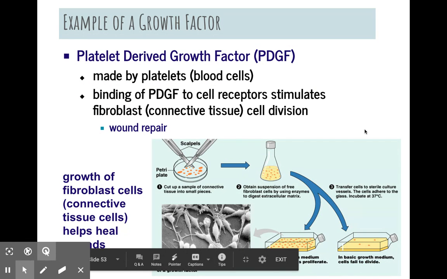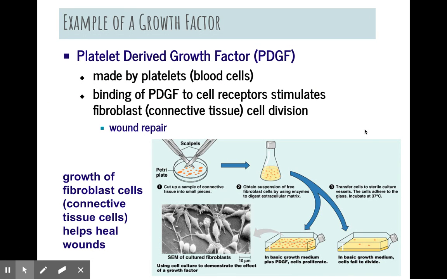An example of growth factor would be platelet-derived growth factor, or PDGFs. These are made by platelets. Platelets are located in our blood, and what platelets help to do, you guys, is they help to form blood clots. So binding of PDGFs to cell receptors stimulates fibroblast or connective tissue cell development, which aids in wound repair, as we see here.